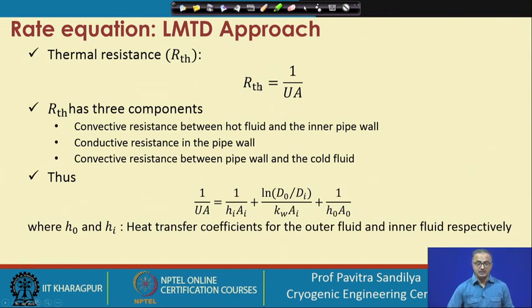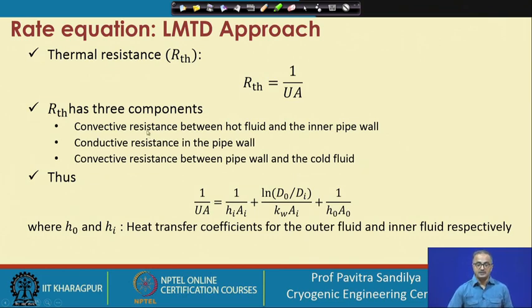And this resistance has again three components, as we have found that the heat transfer is going by convection and conduction. So first we have the convective resistance between the hot fluid, which is in the inside tube, and the inner pipe wall, and then the conductive resistance in the pipe wall, and again we find convective resistance between the inner pipe wall and the cold fluid.